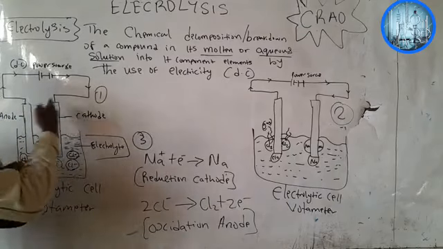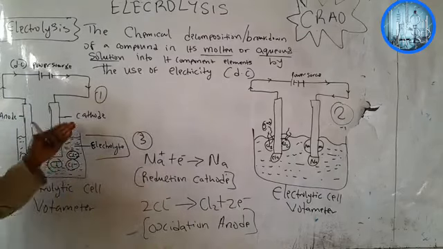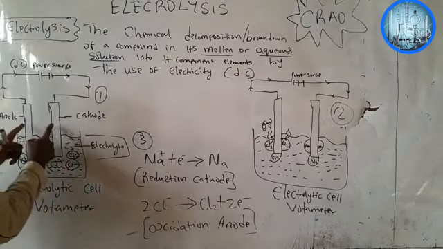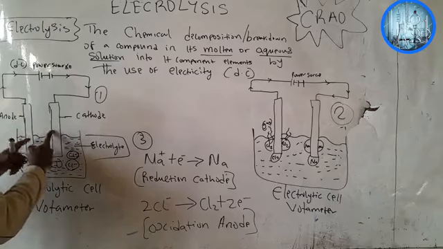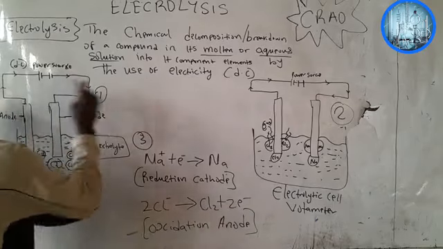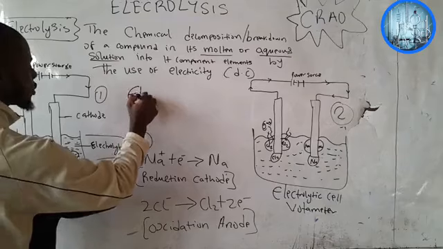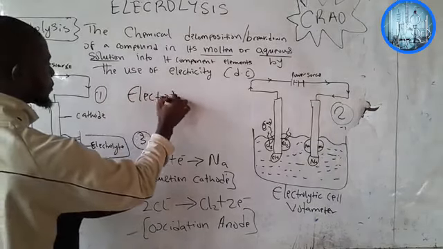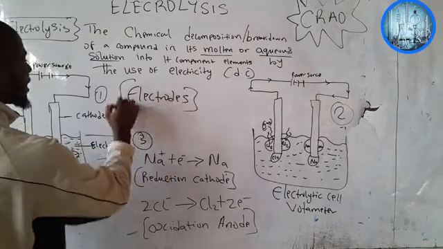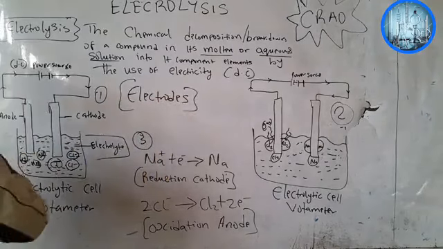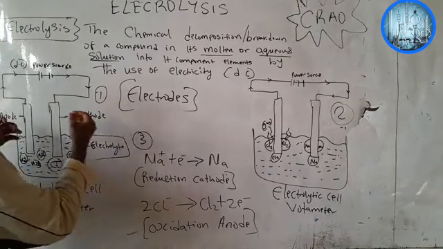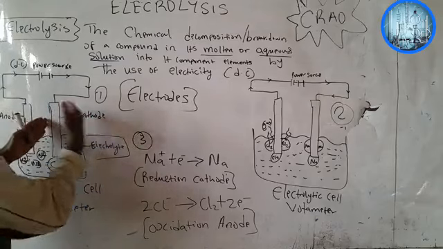The one on the right hand side is known as the cathode. But mind you, these bars are conductors, and they are generally called electrodes. Take note of that. They are generally called electrodes. While you have two of them, they are different. They perform different functions. So this one, the one on the right, is called what now?